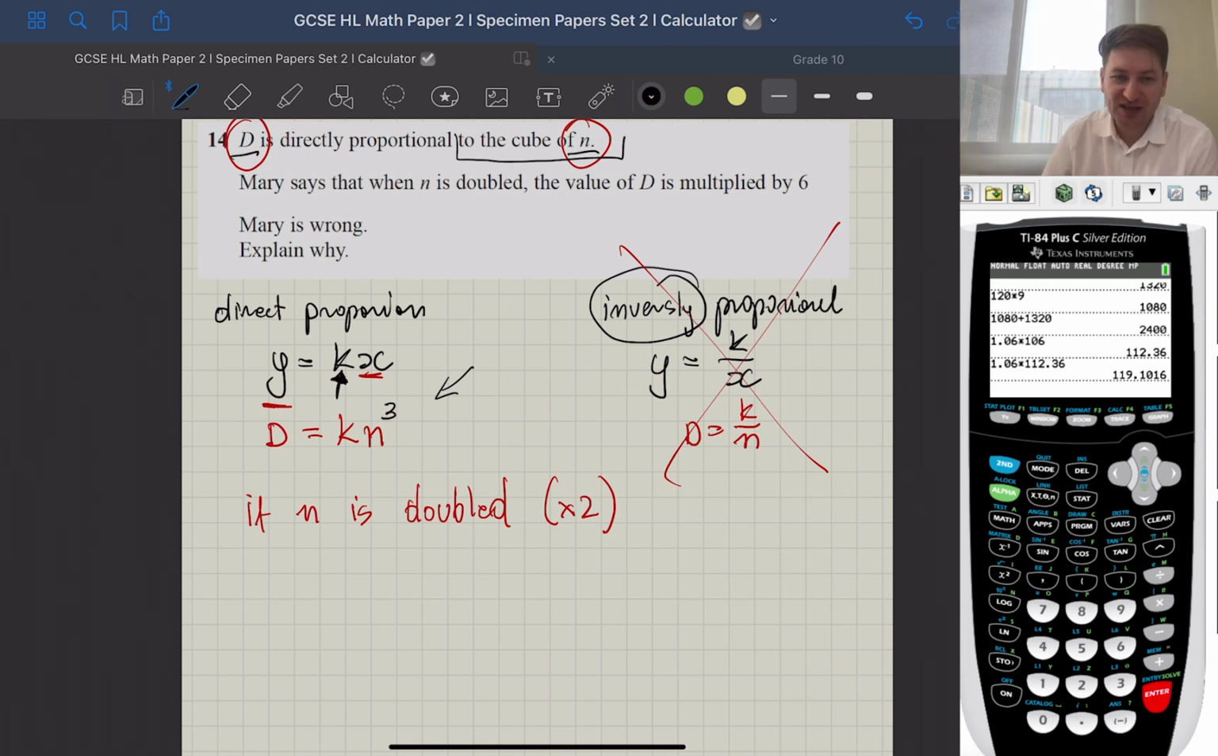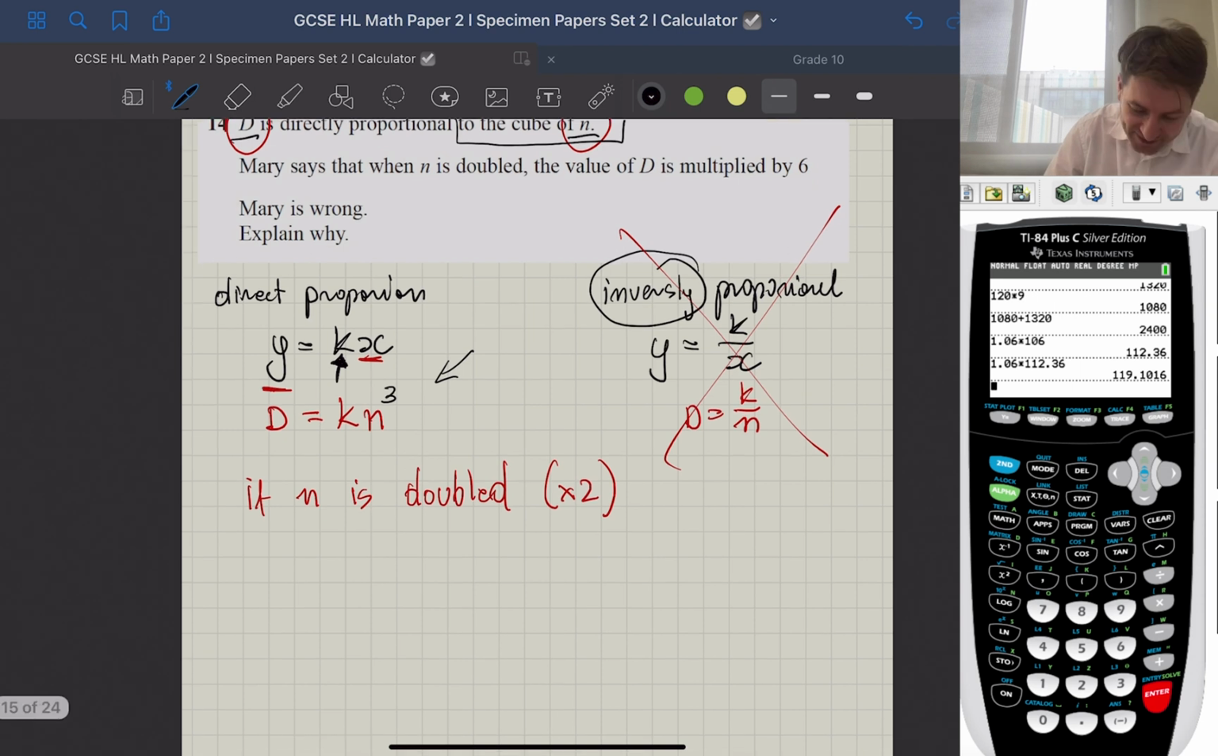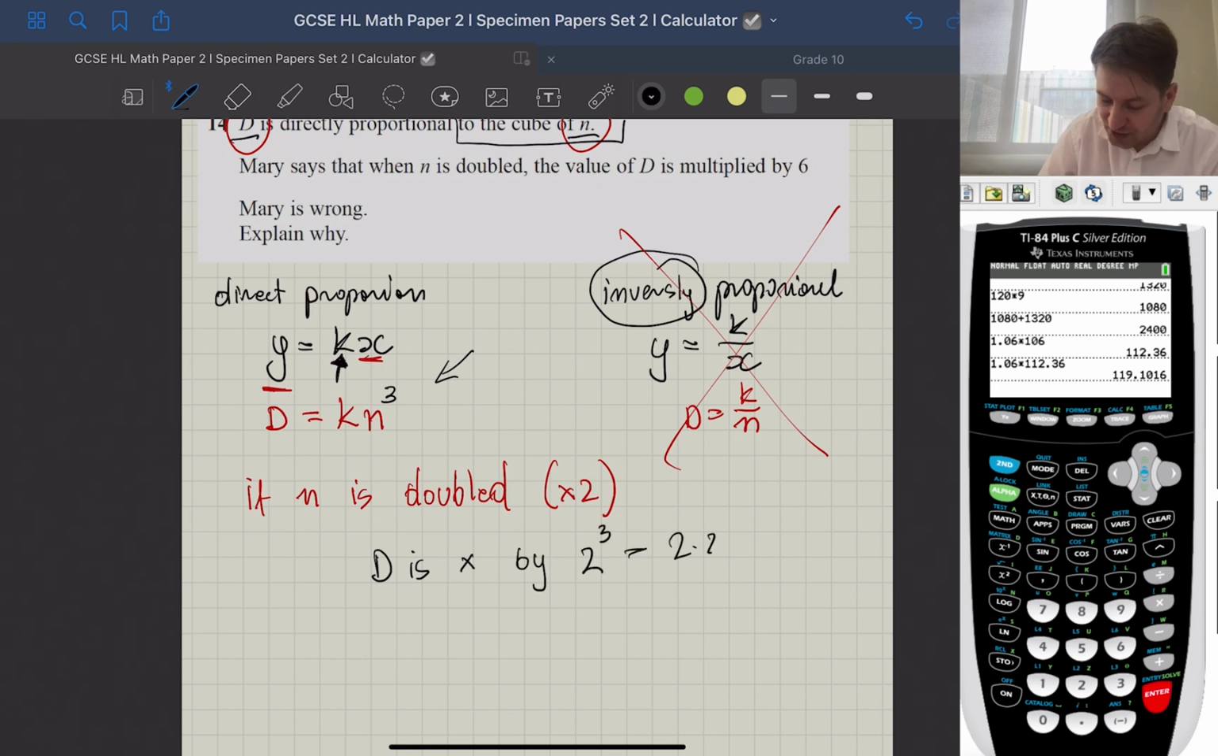So what do you multiply by? Well, if something is doubled, if you multiply by 2, then d is multiplied by 2 to the power of 3, which is 2 times 2 times 2, which is 8. So it's not 6, but 8.